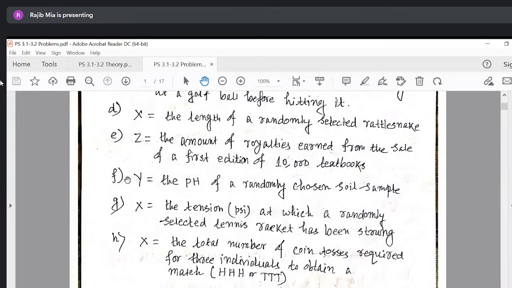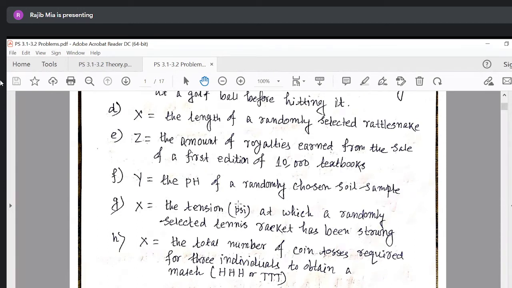Okay, see this: the pH of a randomly chosen soil sample. Is it continuous? Sir, discrete? No, it is continuous. The pH should be from 0 to 14, so it can be any value between 0 and 14.